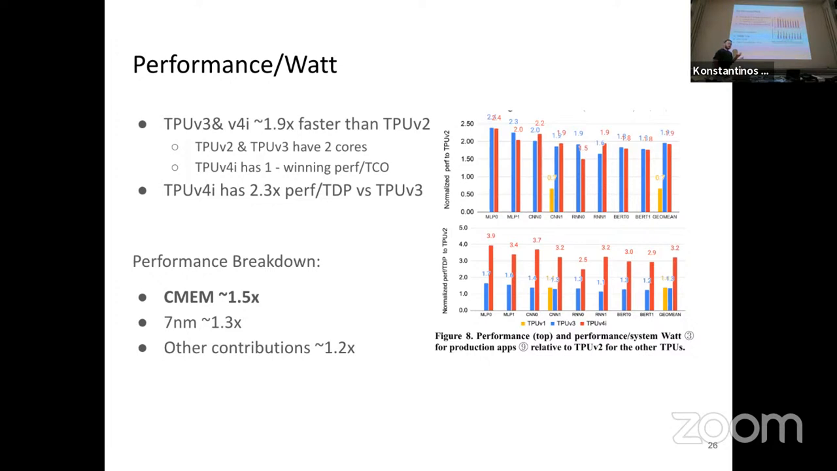And when the paper broke down where these performance boosts came from, they identified that about a 1.5 times boost was from adding this extra 128 megabytes of CMEM. Second most important was probably the improvement in architecture, so going from 16 nanometers to 7 nanometers, and the rest of the improvements are attributed to about a 20% boost.